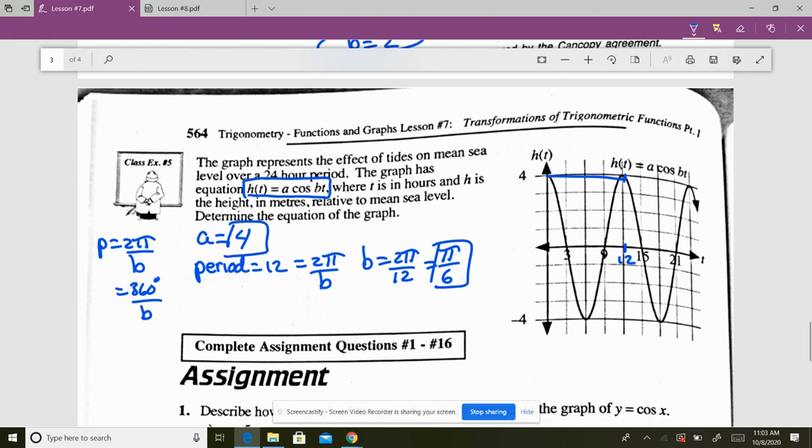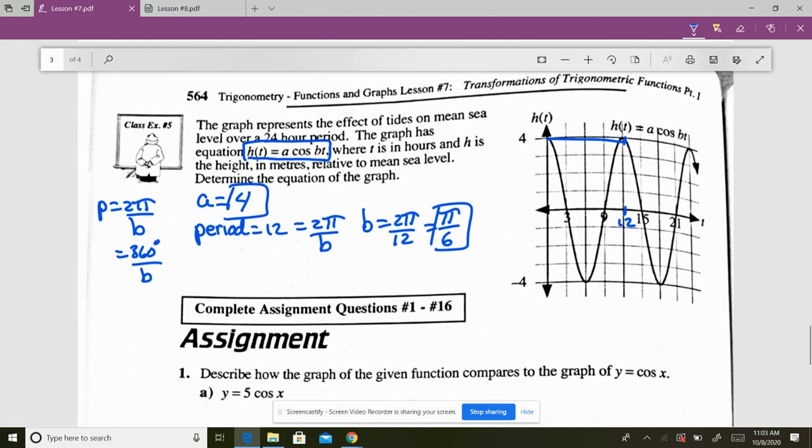We've got our a. We're going to plug it in to get 4 cos pi over 6 t, and that should be an h, not a y. Just to be proper, h of t. So that's the equation of the graph.